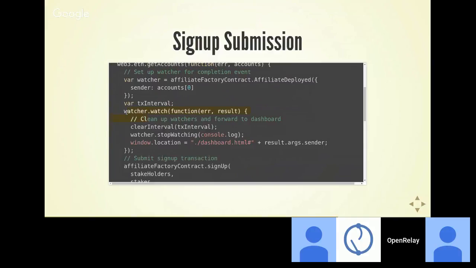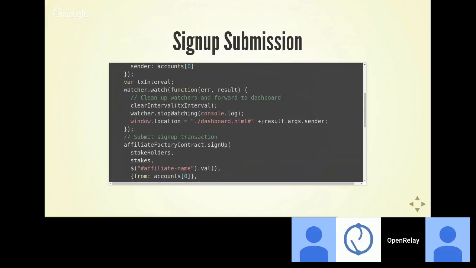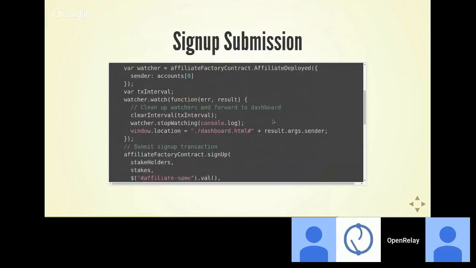With that watcher in place, once that watcher returns a result, we are going to clear the interval, and we'll talk about the interval in a minute. We're going to stop watching on the watcher, and we are going to redirect the user to their dashboard page. That's not right. I need to fix that. It shouldn't be result.args.sender. It should be result.args.address.